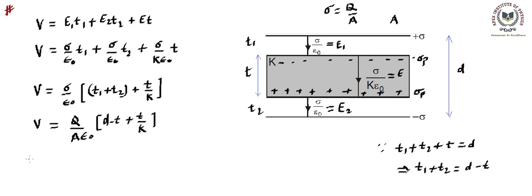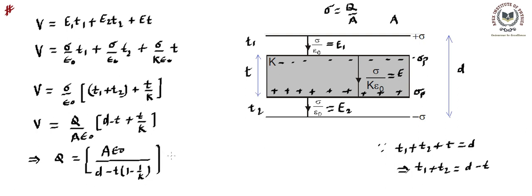Right? Now from here we can rewrite it as Q is equal to, in bracket, A epsilon naught divided by D. If we take this T as a common, then we are going to get 1 minus 1 by K. So this is going to be arrangement stuff, and then this is going to be multiplied by V. Now we can compare it with Q is equal to CV to identify C. That means this is going to be indicating the capacitance in this particular case.